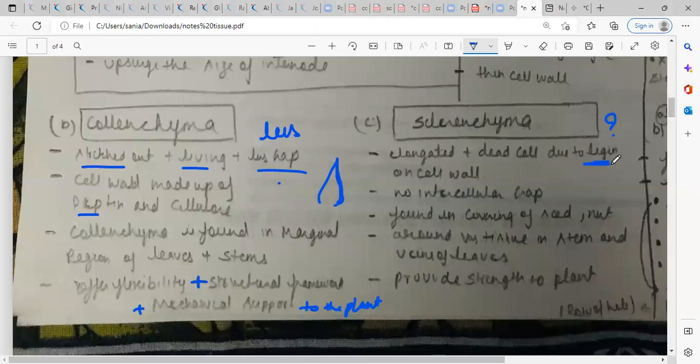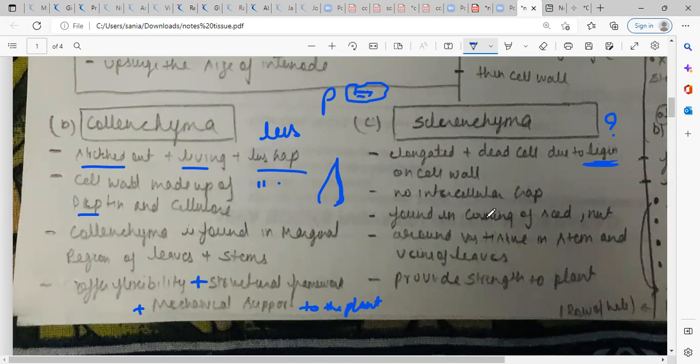There is a substance called lignin on the cell wall. Because of this, the cells cannot stay alive and they die. Then, no intercellular gap. In parenchyma there is so much gap, in collenchyma less gap, meaning it has space but not that much, but here there is no intercellular gap.